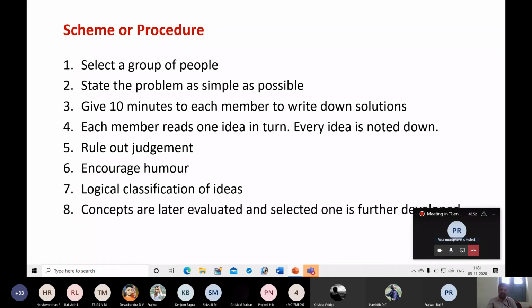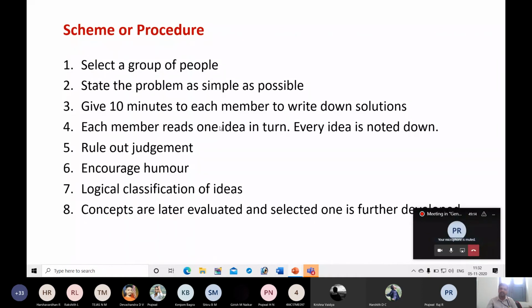Then concepts are later evaluated and selected. The selected one is further developed. Concepts are later evaluated. Okay, so later means you are not going to criticize while people are coming up with ideas. So you are allowing them to give their ideas or give their viewpoints.